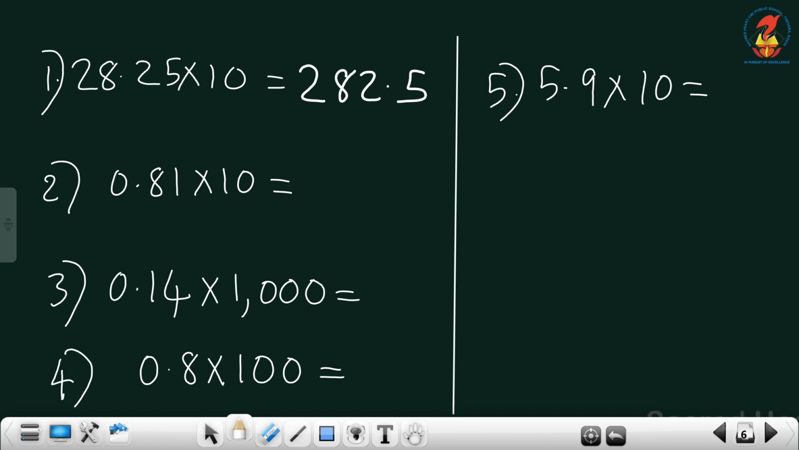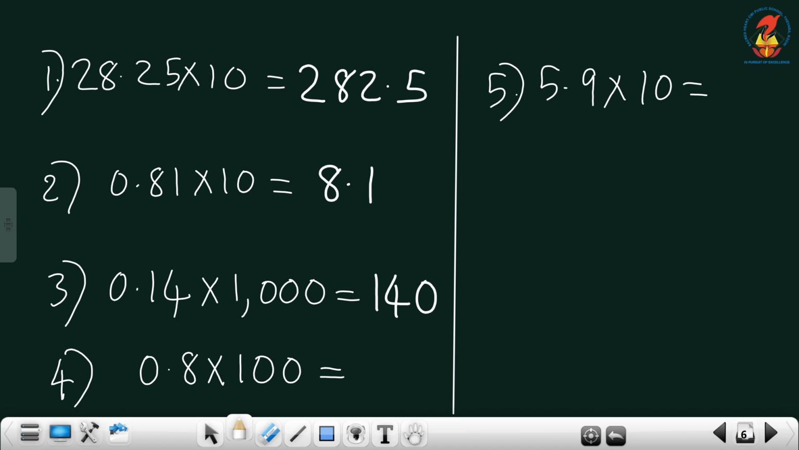Okay, and the next one, 0.81 into 10. What will happen there? 1 jump only, because into 10 only, right? So it will become 8.1. Okay, and 0.14 into 1000. What will happen there? 3 jumps to the right only. For 1 jump it will become 1.4, for the second jump it will become 14.0, and for the third jump it will become what? We need to add one more 0 there, right? It will become 140.